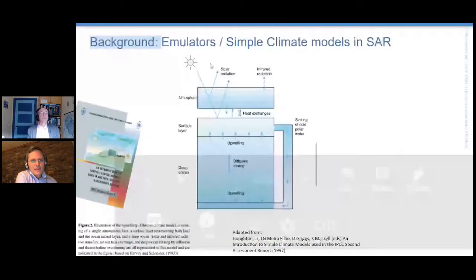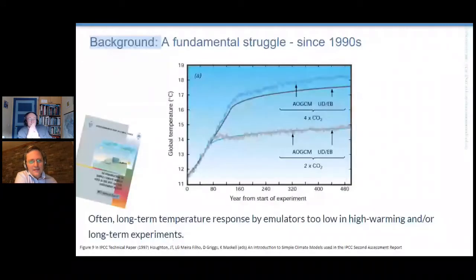Now there's a fundamental struggle that we always deal with: climate emulators, if they get the history good, they get the first 100 years okay, but then in the long term, or for the very high warming scenarios, sometimes they're not providing the right response. Next slide, Detlef. That was already that one, the fundamental struggle.